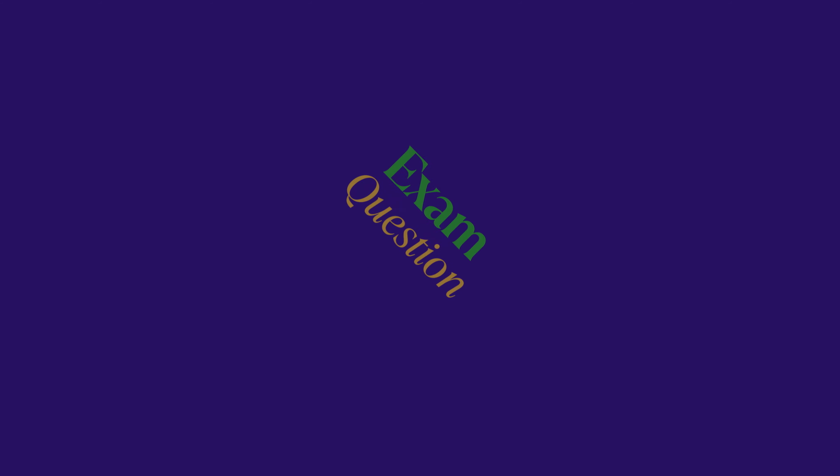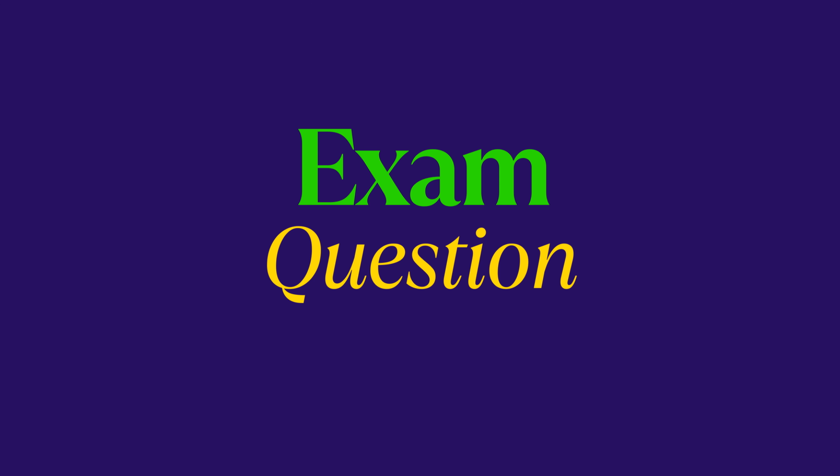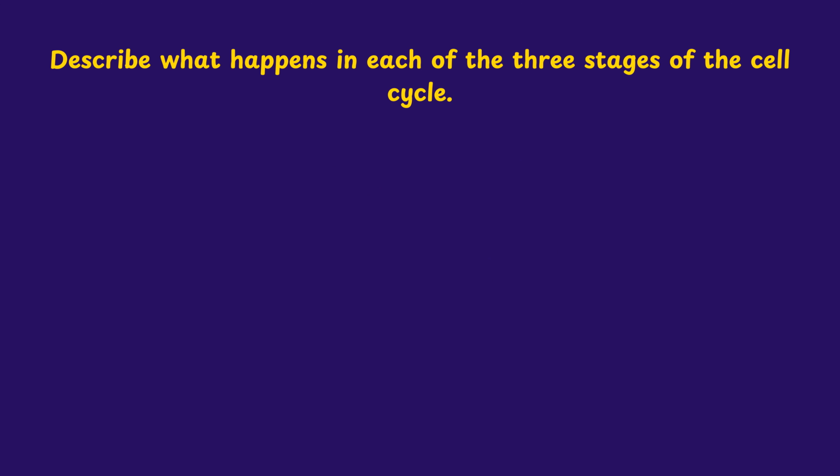Let us look at this common exam question. Describe what happens in each of the three stages of the cell cycle. Students, this question is usually worth 4 to 5 marks. If it is 4 marks or 5 marks, please write everything that I'm putting up on the screen.